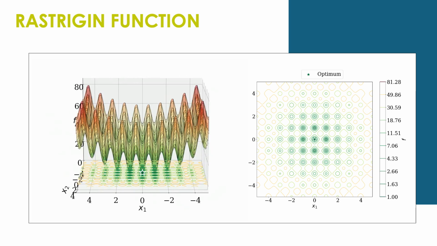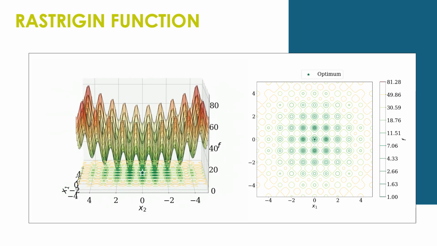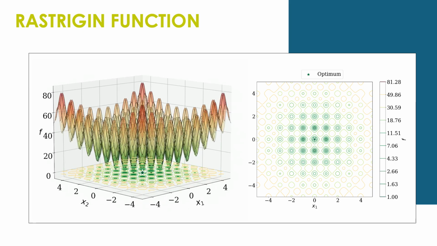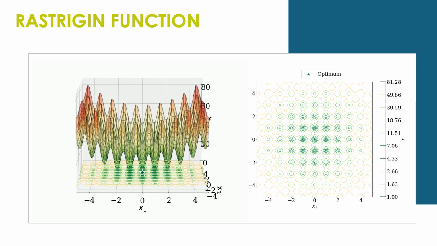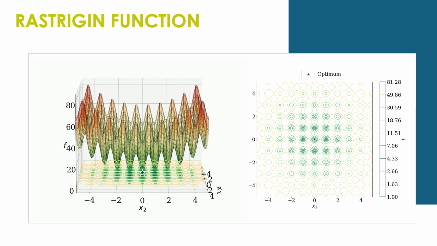The Rastrigin function also has a single global optimum located at 0, 0, but features a regular grid of local minima that become progressively worse as they move farther from the origin. This function is representative of cases where the risk of getting trapped in local minima, and thus finding a suboptimal solution, is high.